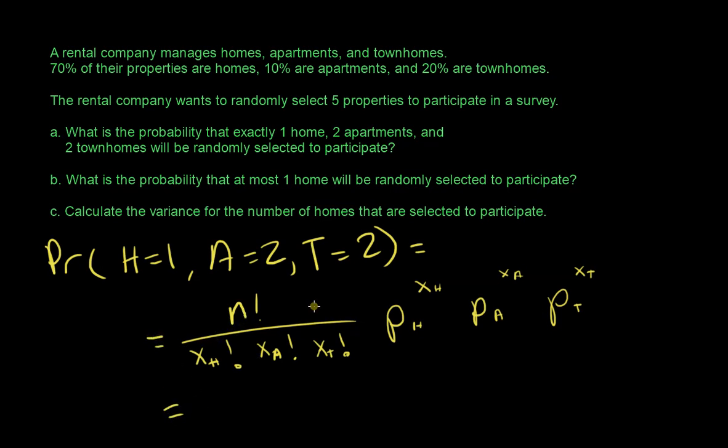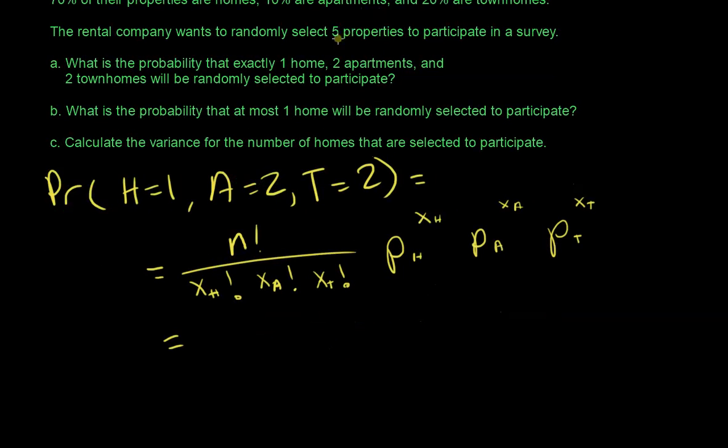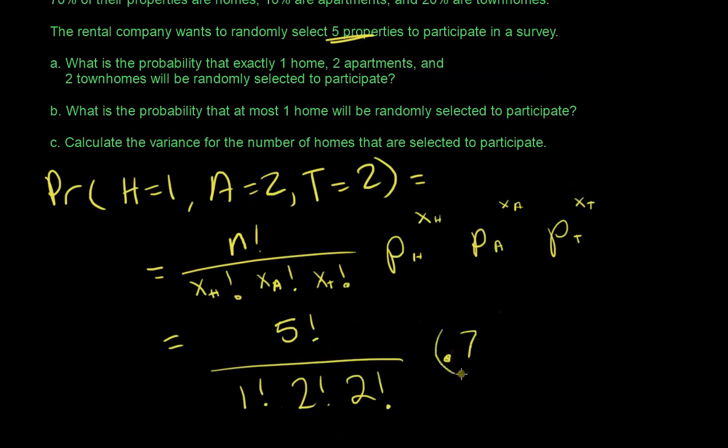So what is n? N is your sample size, right? So we're selecting 5 properties. So 5 factorial divided by, what's this? This is 1. We have 1 home that we're selecting, 2 apartments that we're selecting, and 2 townhomes that we're selecting. What's the probability of getting a home? Well, they own 70% of their properties are homes. So that would be 0.7 raised to the power of 1, right? The number of homes that we're trying to find the probability for. Okay, 10% are apartments, so 0.1 to the power of 2 times 0.2 to the power of 2.